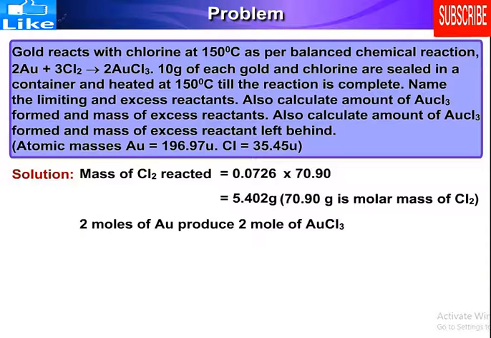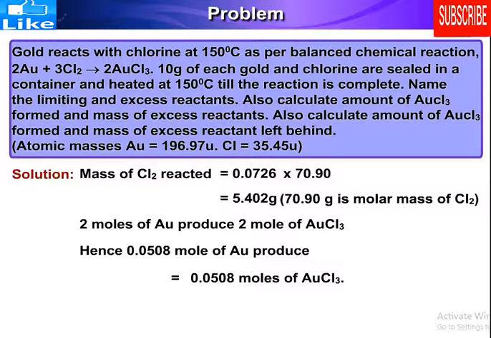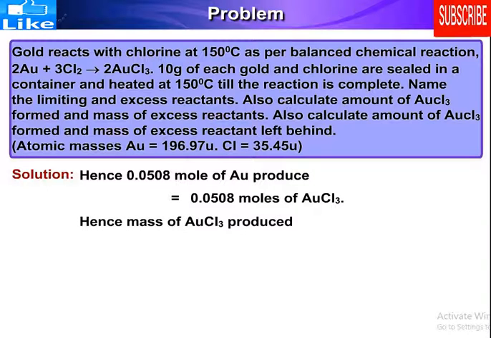2 moles of Au produce 2 moles of AuCl3. Hence, 0.0508 mole of Au produces 0.0508 moles of AuCl3. Hence, mass of AuCl3 produced is equal to 0.0508 multiplied by 303.32, which is equal to 15.409 grams of AuCl3.